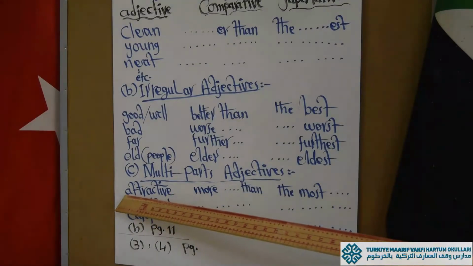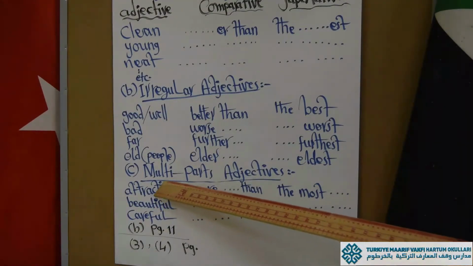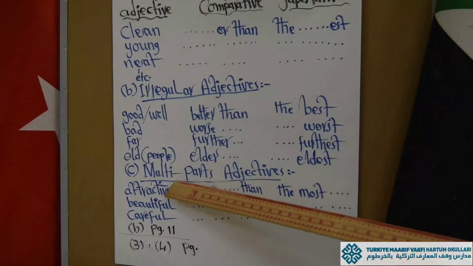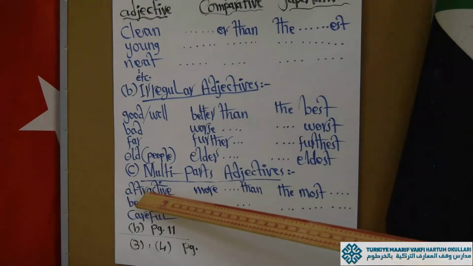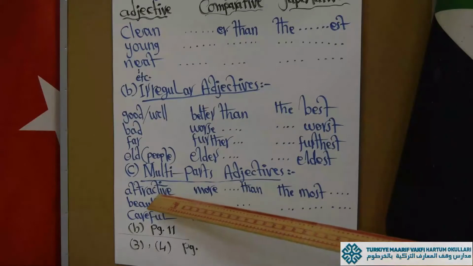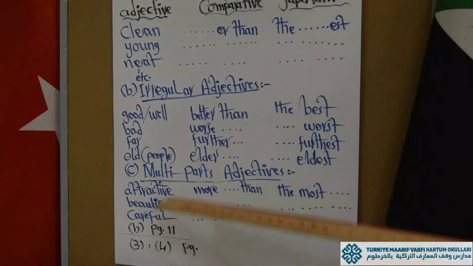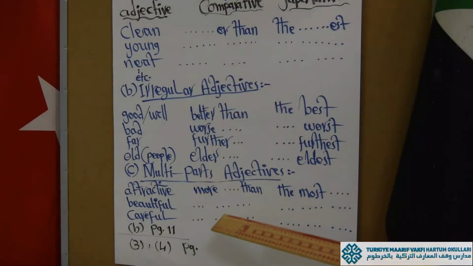So the original verb is attract plus IVE. So it becomes attractive. So there is more than one part. IVE is a part, which is a suffix, and attract is a verb. We put them together, it becomes attractive, so we call it a multi-part adjective. It is very long, by the way, and it has a different way from regular and irregular adjectives when it comes to comparative and superlative.